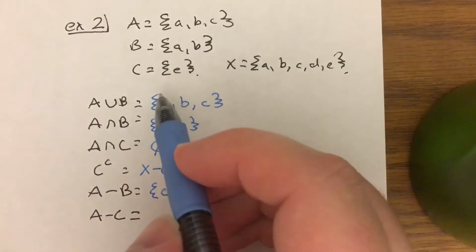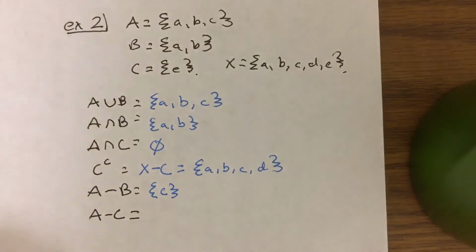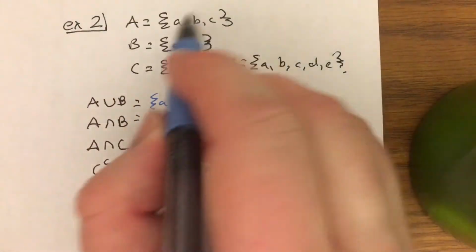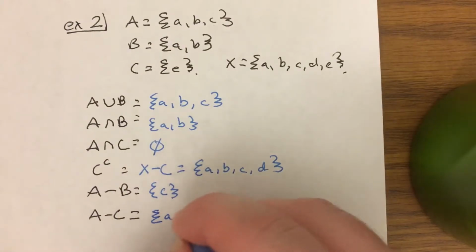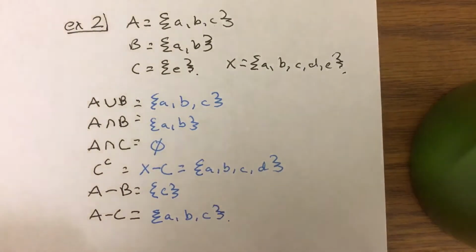You have A, B, C up here, but you have E here. Well, there's no E in A, so you can't take away anything. It's just A, B, C. Great.